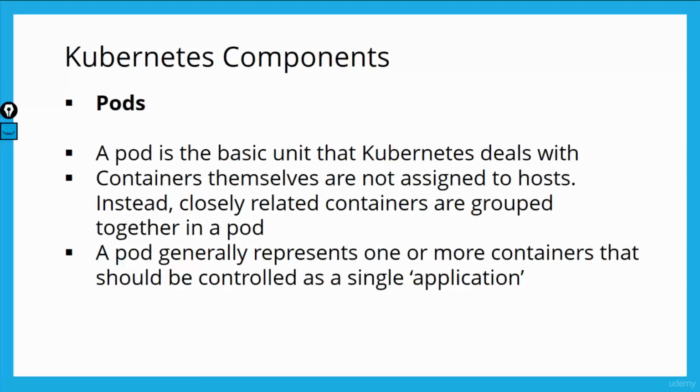I'm going to go over some of the important components or elements of Kubernetes, maybe just another 4 to 5 more slides. So a pod, as I mentioned earlier, is the basic unit that Kubernetes deals with. Containers themselves are not assigned to hosts. Instead, closely related containers are grouped together in a single pod. A pod generally represents one or more containers that should be controlled as a single application. So if one of the containers within a pod fails, the other will take over.